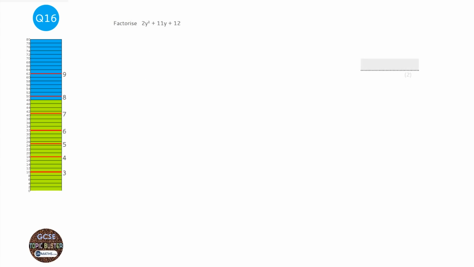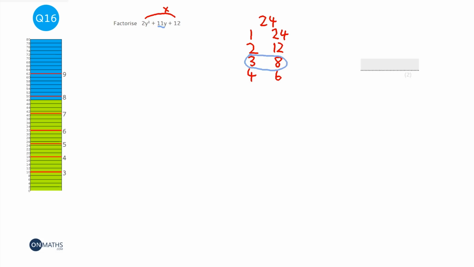Now there's multiple ways of doing this question, there's loads of strategies out there. I'm just going to show you the method I do. I get the coefficient of the x squared, or in this case y squared, and times it by the number at the end. So that's going to give me 24. I then write down the factor pairs of that, which is going to be quite a few. There's 3 and 8, 4 and 6. And work out which of those adds together to make the coefficient of the y. So which of those adds together to make 11? Well, it's these ones, 3 and 8, add together to make 11.